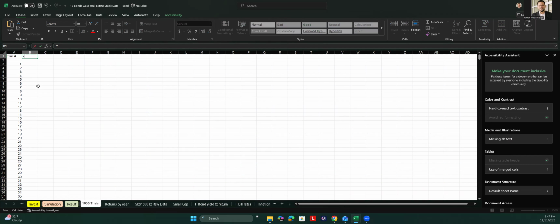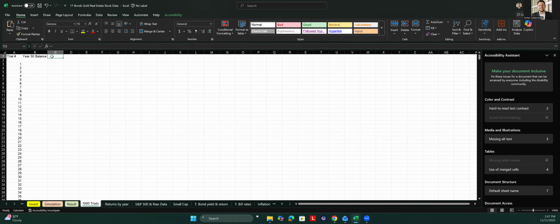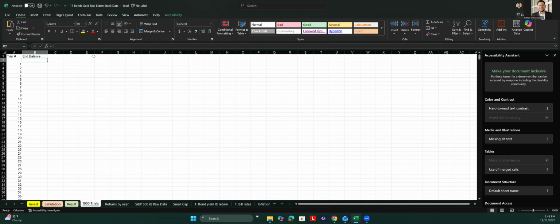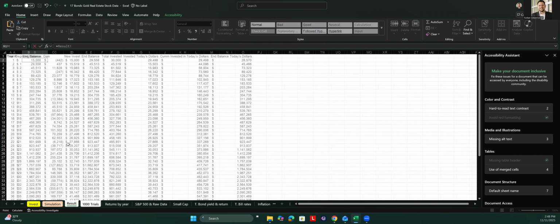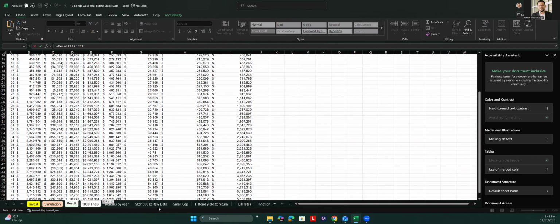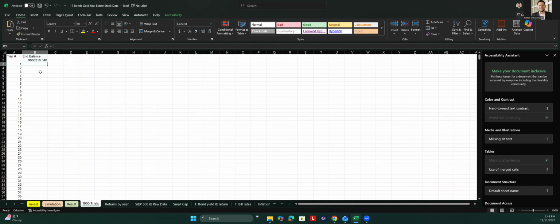And then here I would like to keep track of my year 50 balance. If we go to results, I will say end balance, which is year 50 balance. Perfect. The value of those will come from end balance all the way down right here. $5.15 million right now, for example. But again, it's a random number. It changes every time I press F9 or change something in Excel.